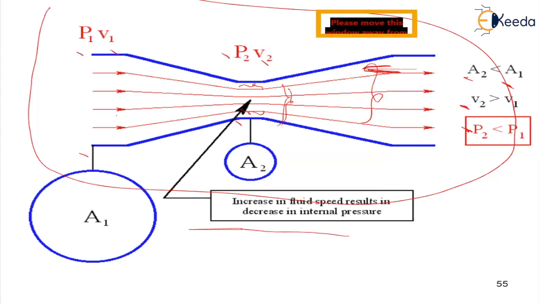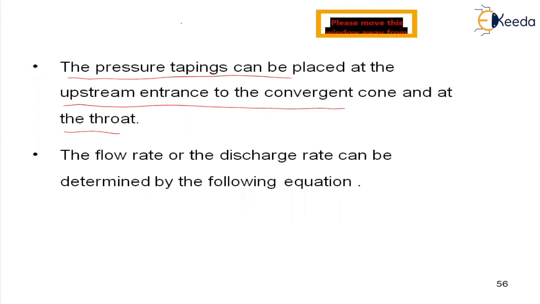So these tappings I can keep at the upstream entrance to the convergent cone and at the throat. See here the pressure tappings. This is one pressure tapping at the upstream, and this is the one at the throat, my dear students. The flow rate equation, here also the flow rate indication is represented by one more equation. This is pretty important, my dear students.